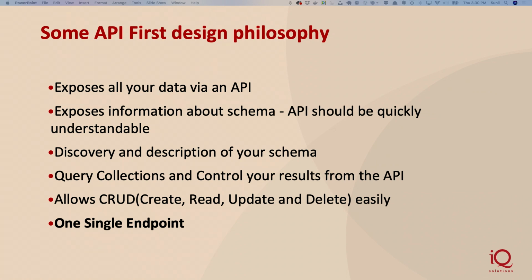So I'll just go through this. Expose all your data via an API. They should understand the schema easily. It's all discoverable. Get a good description of the schema. They have all kinds of controls to query collections and control the results that they need. Allow read, write, update, and it's all through one single endpoint. They don't have to go to different places to keep doing this. And I think this promise is being met with JSON API and GraphQL.